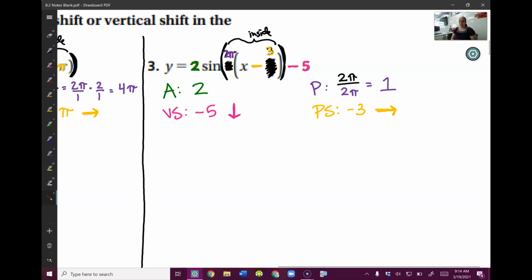Okay, now that you've hopefully gotten pretty good at writing and finding these, in the next video we're going to take this stuff and actually graph it.